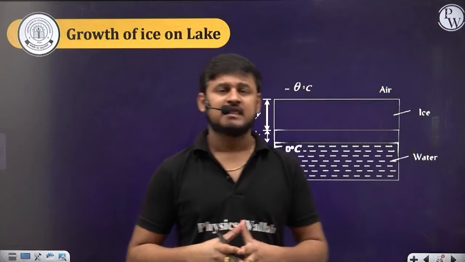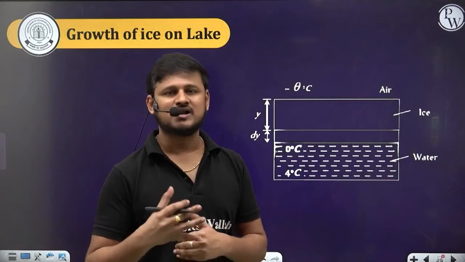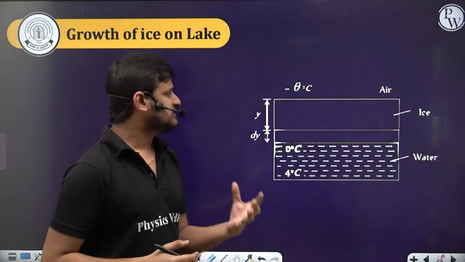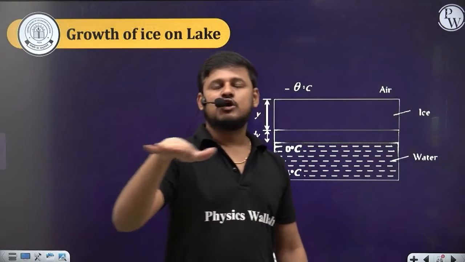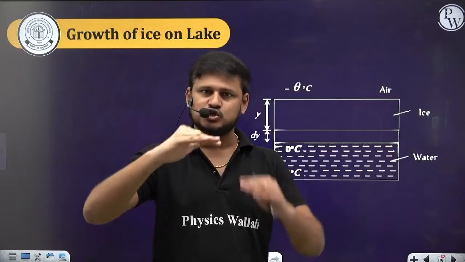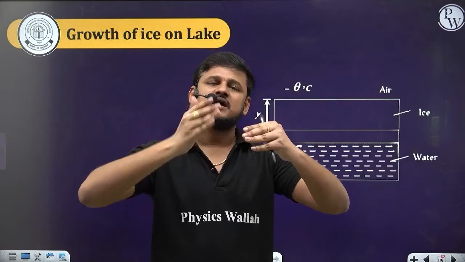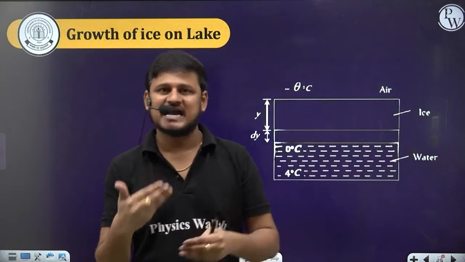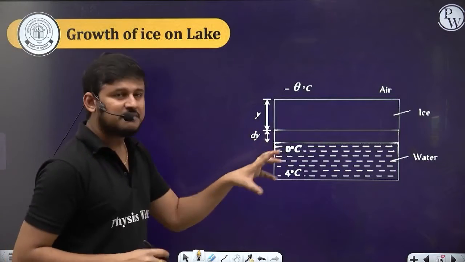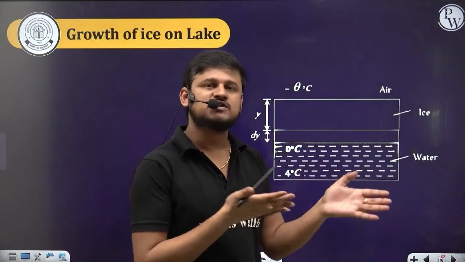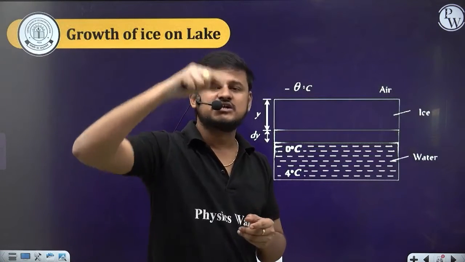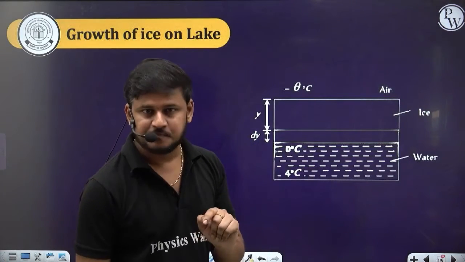Whenever you observe the water in cold countries, especially the lake water, we can see that the top layer of the water becomes ice, right? Then layer by layer, the water converts to ice. In this process, some heat will be released when water converts to ice. So that heat will be conducted through the layers of the ice, right?